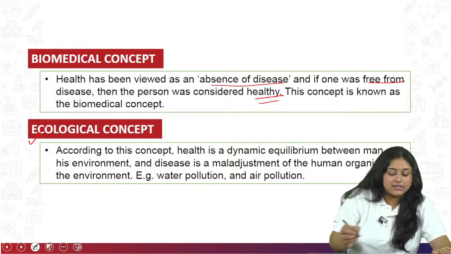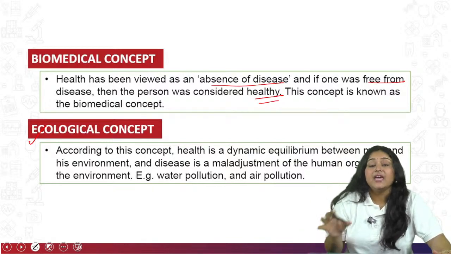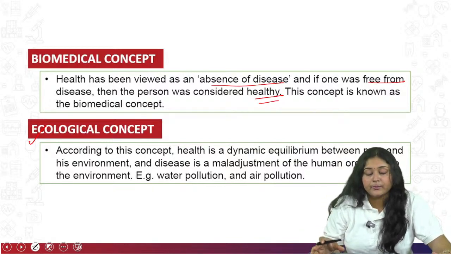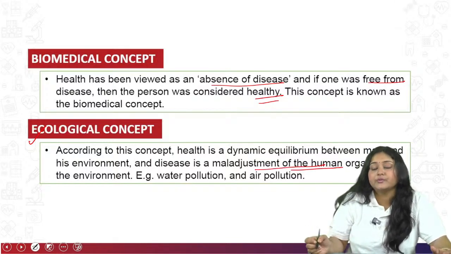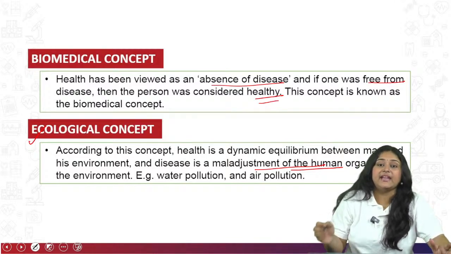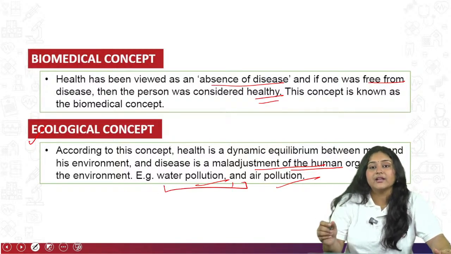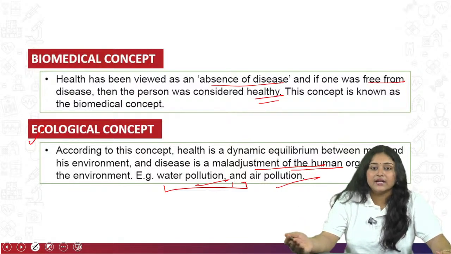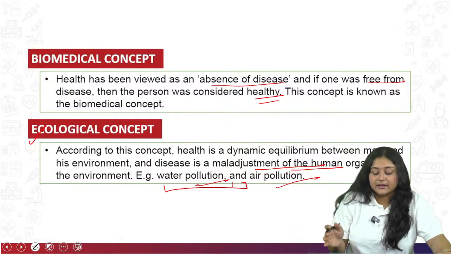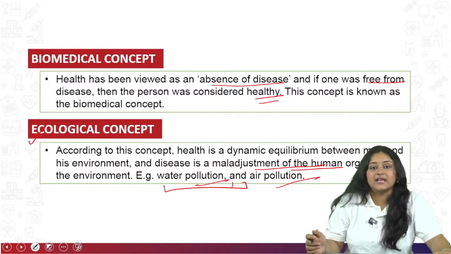Now come to the ecological concept. Ecological is the concept where health is a dynamic equilibrium. Health should be considered as a dynamic equilibrium between man and environment, and disease is the maladjustment of the human organism to the environment. For example, water pollution, air pollution. Suppose from contaminated water, what will happen? The organism comes to the gut system and creates a disorder like typhoid, right? So what is happening? This contaminated water or water pollution leads to maladjustment of the human to the environmental factor.